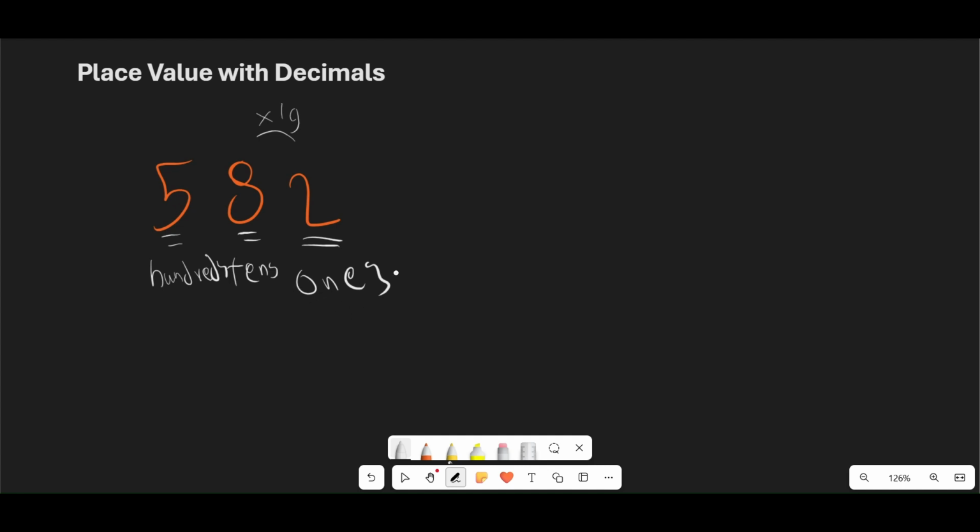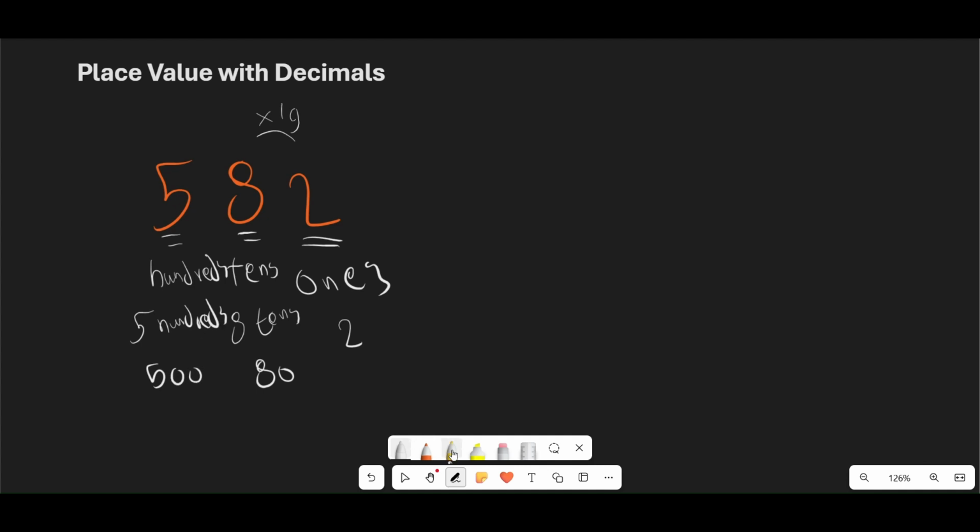For example, here the place value is the ones. So 2 represents 2 ones, which is also 2. Here, the 8 represents 8 tens. It doesn't represent 8, it represents 8 tens, or 80. Here, in the hundreds place, the 5 represents 5 hundreds, not 5 itself. It represents 5 hundreds or 500.